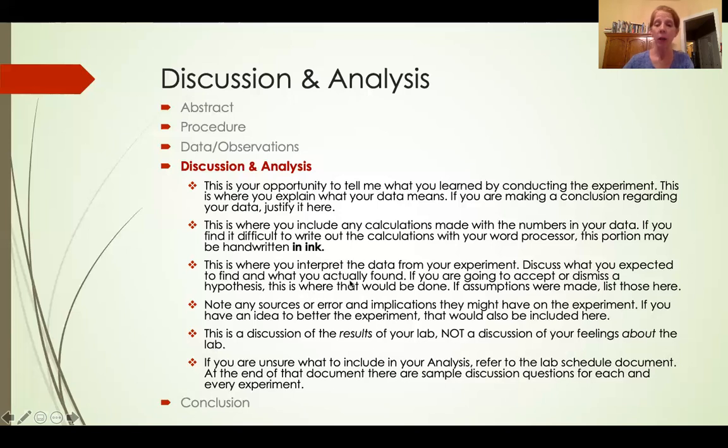If you're interpreting your data, if you discuss what you expected to find, what you actually found, if you're going to accept or dismiss a hypothesis, you would do that here in the discussion and analysis. You also would note in this section any sources of error and how that might have had implications for your experiment. If you have an idea to better the experiment, you would include that here.